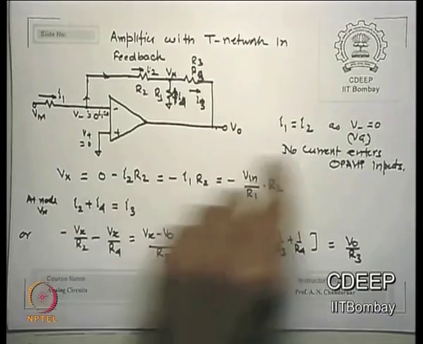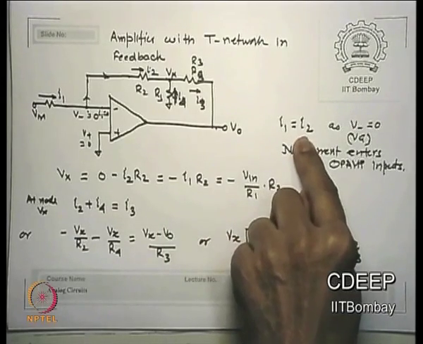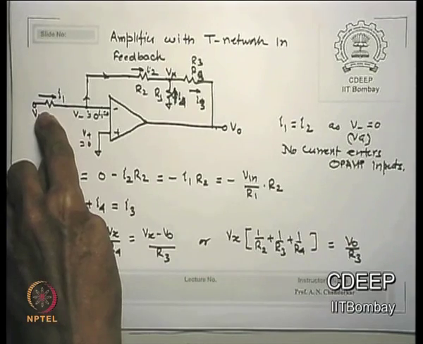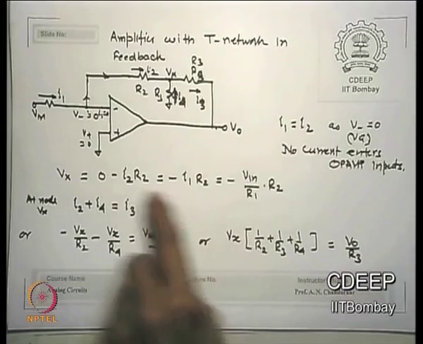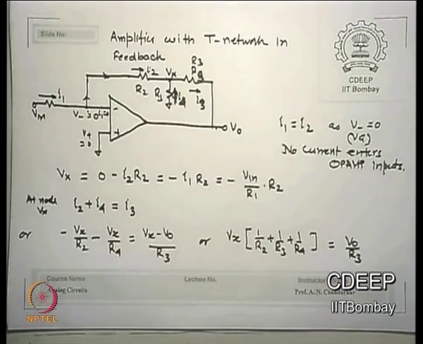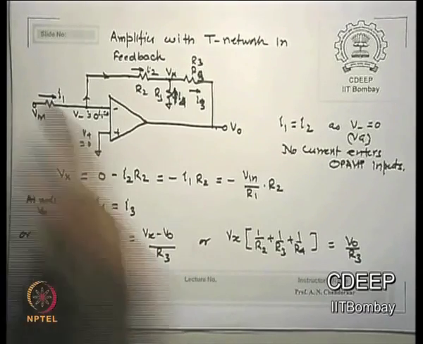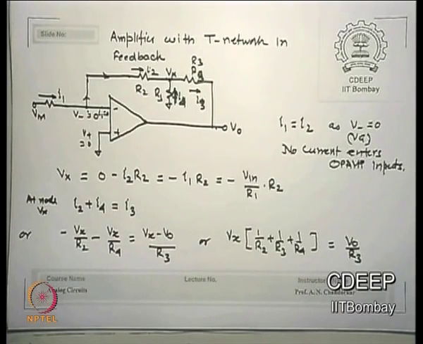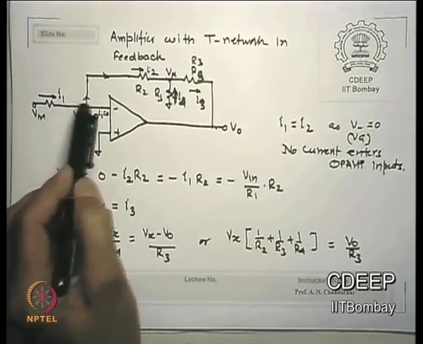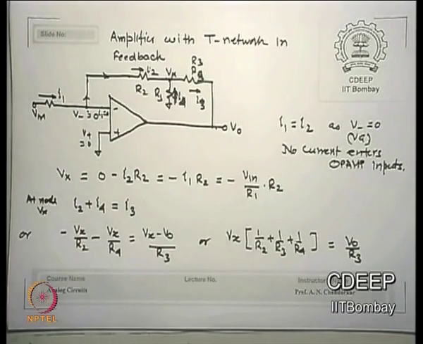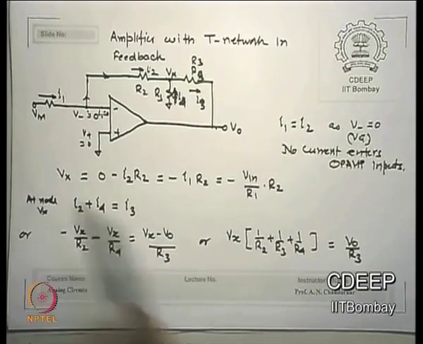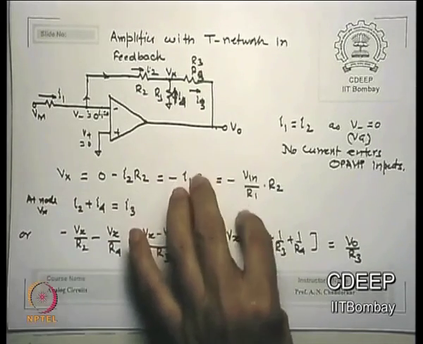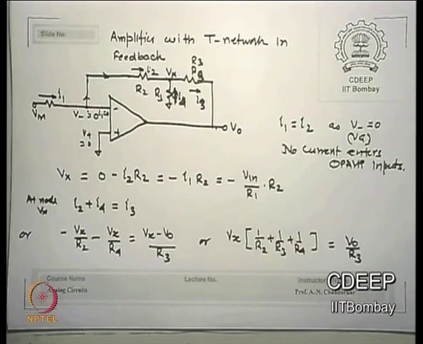However, we say I2 is equal to I1. I2 is equal to I1, this is our op-amp requirement. So I2 R2 is minus I1 R2. But how much is I1, because of the virtual ground? Vin minus 0 divided by R1 is I1. So Vin by R1 into R2 is my Vx. Is that okay? Vx is minus Vin by R1 into R2.